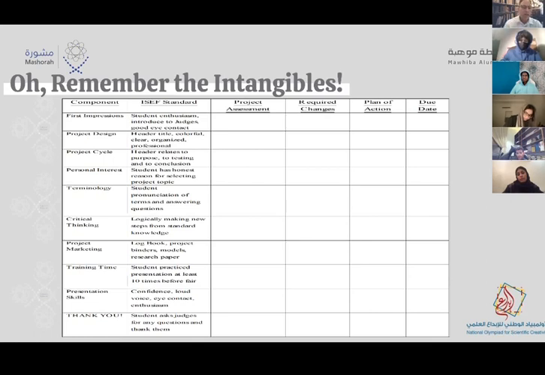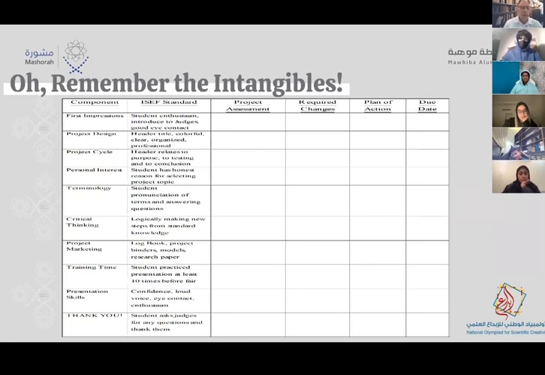Some of these I'll go through, but they're all very important. First impressions, right? We talked about that earlier. Student enthusiasm, eye contact. How are we doing in that? Project design, the header, the title, is it colorful? Is it organized? Our posters will be perfect for ISEF, that's for sure, so we shouldn't have any problems with that.